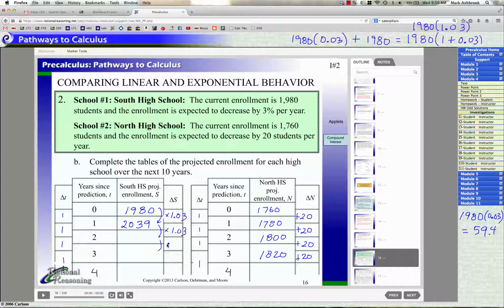So what do you notice here about South High School? How is the output growing? By doing what? 3% increase is the same as multiplying by 1.03. The 1 is from the 100%, and the 0.03 is the new increase. What kind of growth is that? Exponential growth. That's the growth factor, 1.03. You keep multiplying by 1.03. Multiplicative growth versus additive growth. Constant rate of change. You keep adding by the same amount each time. Versus exponential growth, you keep multiplying by the same amount.